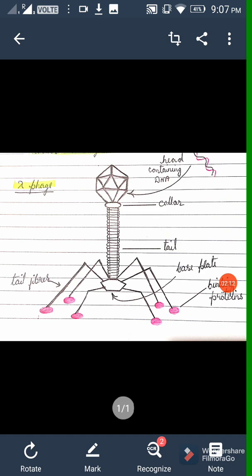Now this linear DNA has 12 base single stranded DNA sticky ends. Just listen to this properly. It has 12 base single stranded DNA sticky ends at both ends. This DNA is double stranded, but it has a single stranded DNA at both the ends.